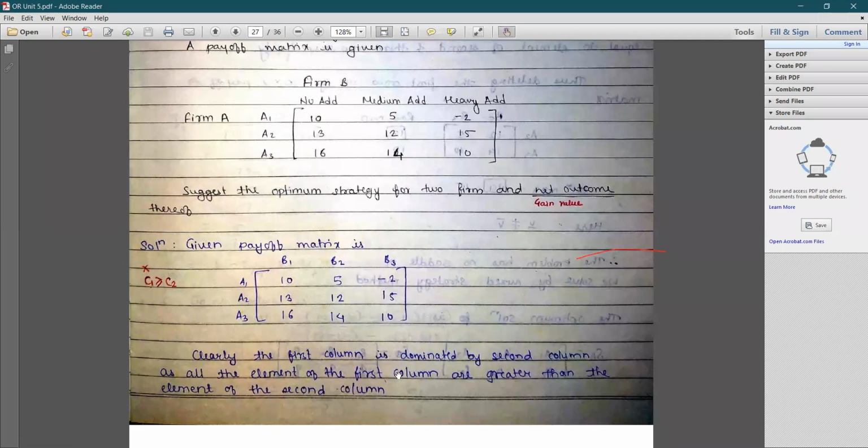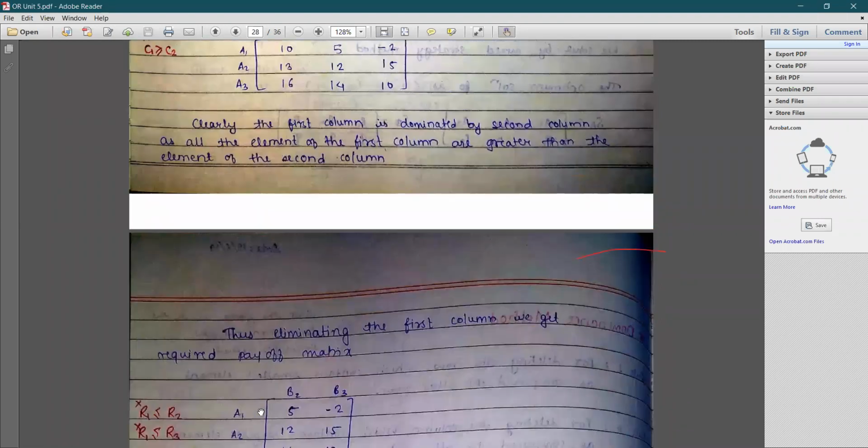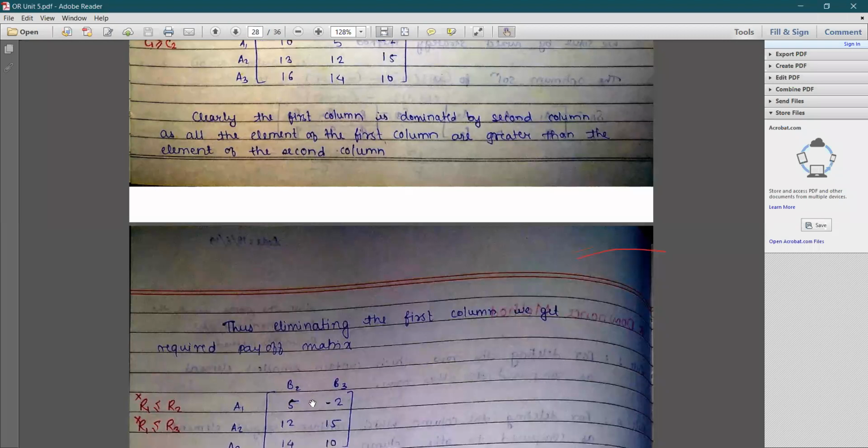As all the elements of the first column are greater than the elements of the second column, thus eliminating the first column we get the payoff matrix with 3 rows A1, A2, A3 and 2 columns B2, B3. Then first row is 5, -2, second row 12, 15 and third row is 14, 10.